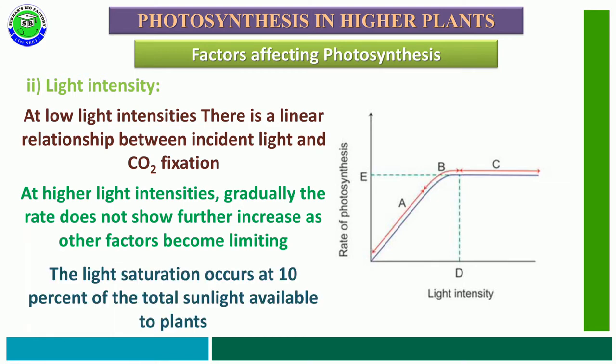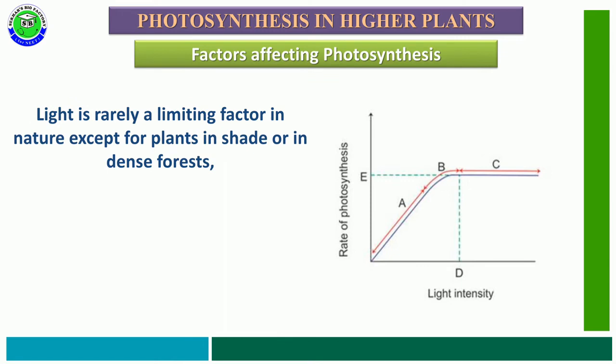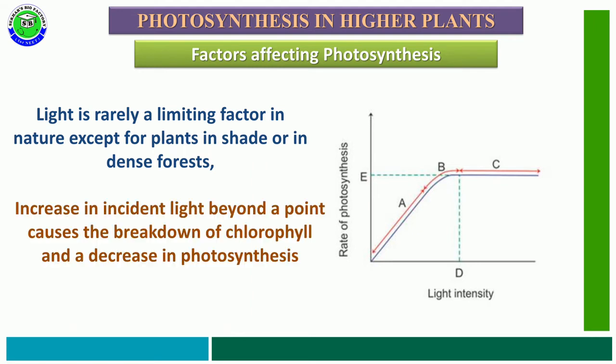So light saturation generally occurs at 10% of the total sunlight available to the plant, and light is rarely a limiting factor in nature, except for some plants growing in a shady environment or in a dense forest, because light is not a main factor in shady plants and in the case of dense forest.